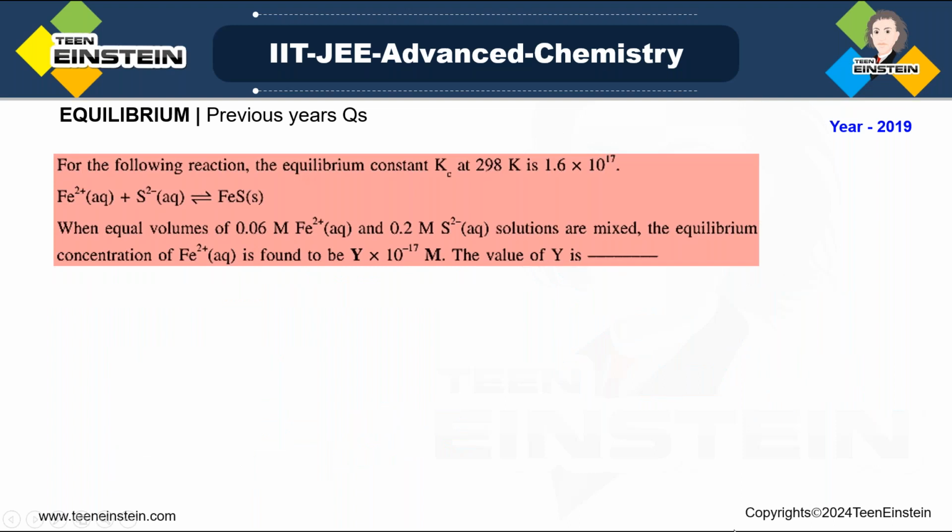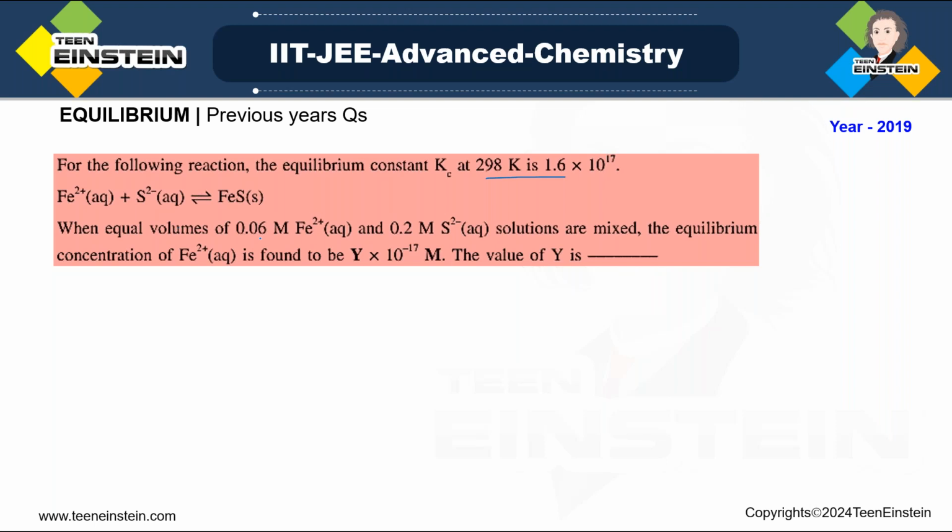For the following reaction, the equilibrium constant Kc at 298 Kelvin is 1.6 × 10^17. So what is the reaction here? Fe2+ in aqueous sulfide medium is producing FeS, and this FeS is solid.